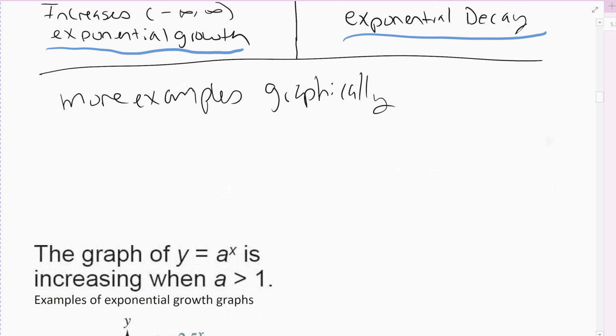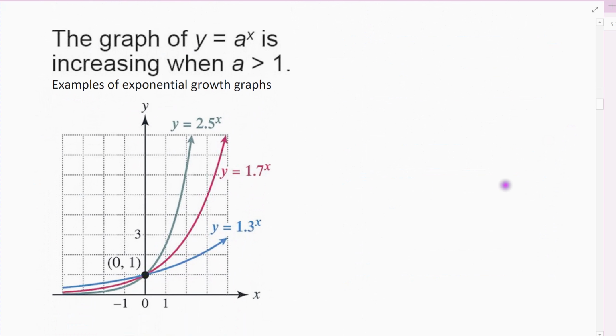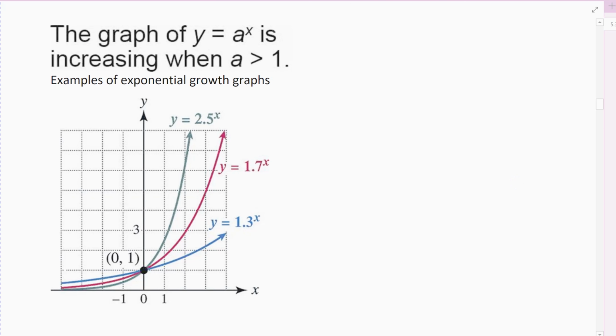Let's look at a couple more examples that I have graphed here. When the graph is increasing, the bigger the a value, the faster it increases. If I've got 1.3, it's a very slow increase. If I've got 1.7, it's a little bigger, and 2.5, it's much bigger. All of them go through the point (0, 1), and all of them have the x-axis as an asymptote.